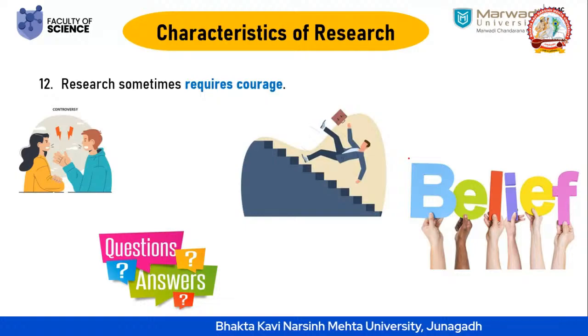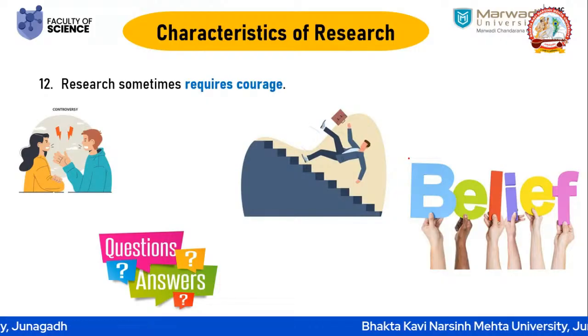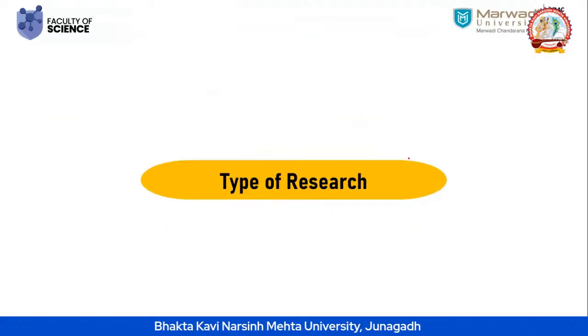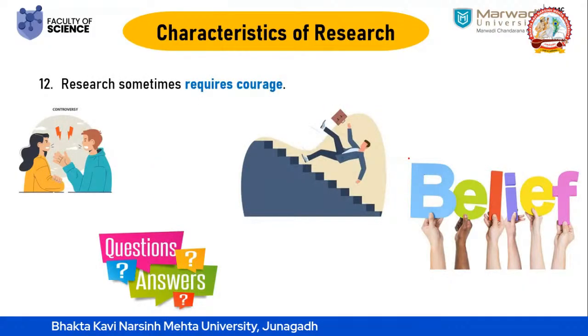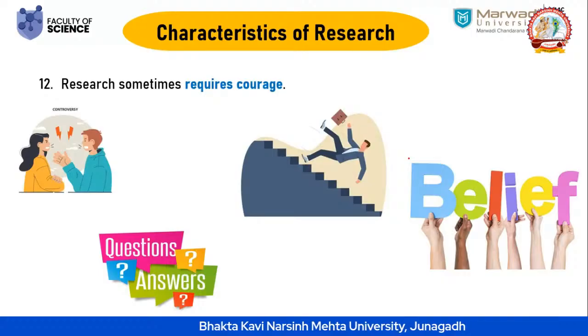Sometimes what happens, you find that it's not working, things are not going on, but still you need to stay there and perform your research, and then go ahead with the work. So it is required. So these are the 12 characteristics which you will definitely identify at each and every step in your research, and then you know how it will go on. These are the characteristics of research that you need to focus on for your research program.